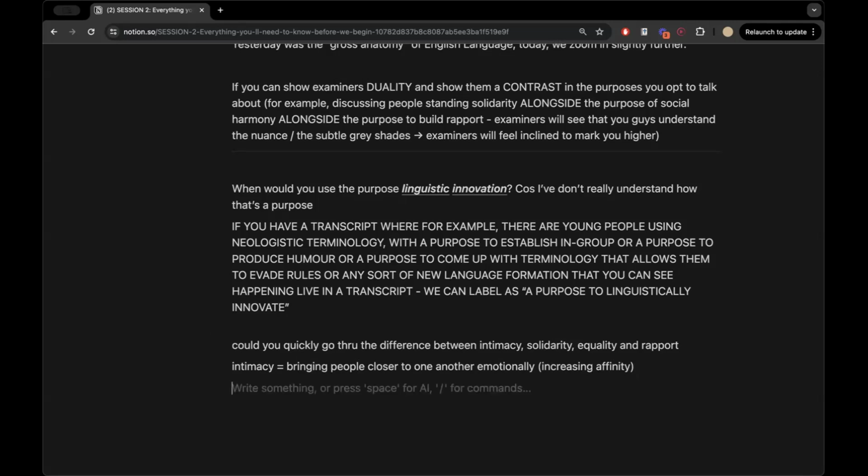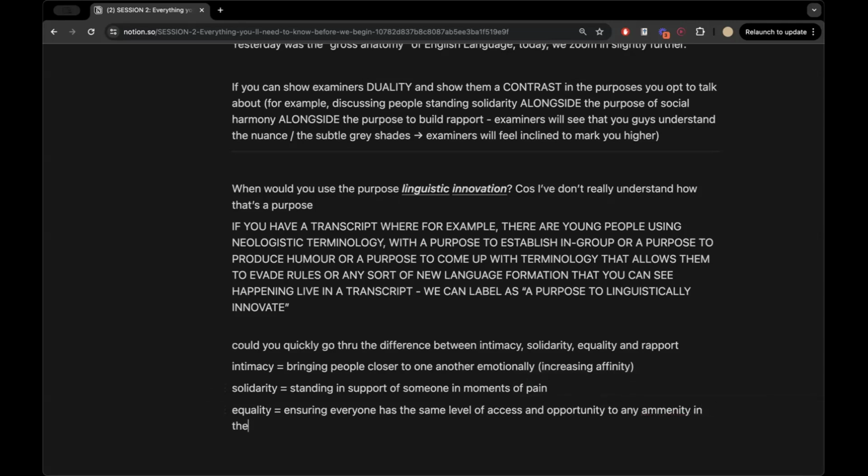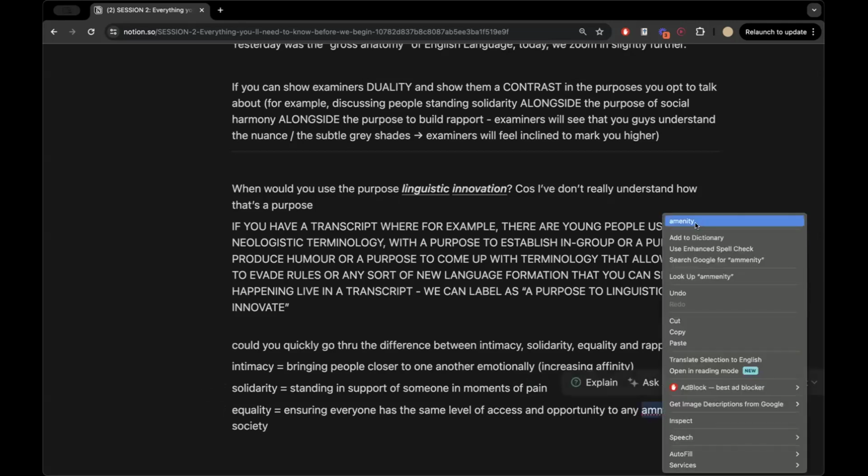Now, solidarity equals standing in support of someone in moments of pain, right? Equality equals ensuring everyone has the same level of access and opportunity to any amenity in the real world, right? Or rather, in society, we'll say.